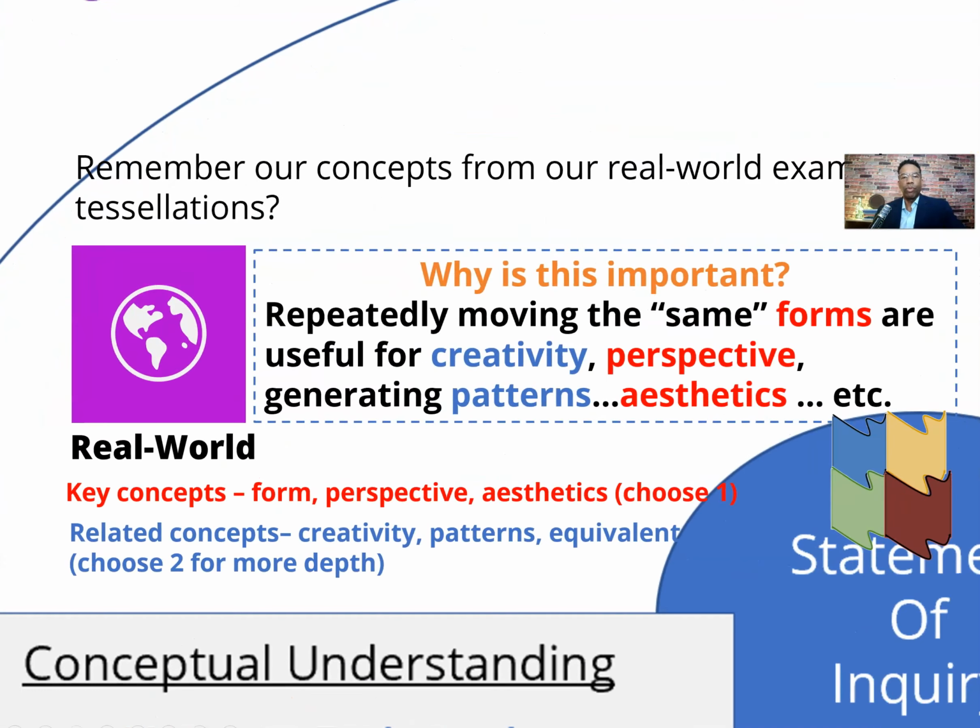All right, so if you remember from a previous video, when I looked at a real world context, I asked the question, what's important? So I just kind of came up with this statement with a tessellation. Repeatedly moving the same forms are useful for creativity, perspective, generating patterns, aesthetics. Just kind of threw that out there as an answer to the question, well, why is this stuff important? And we prematurely kind of came up with a few key concepts: form, perspective, aesthetics. In IB, when we write our statement of inquiry, we only choose 1 key concept, and we choose 2 related concepts.